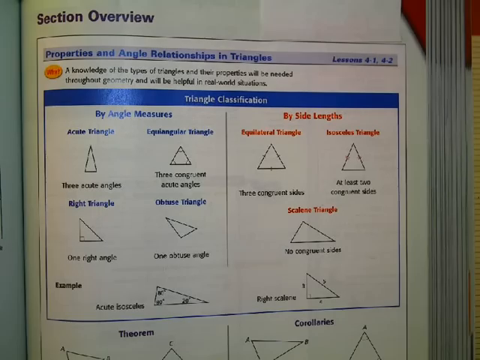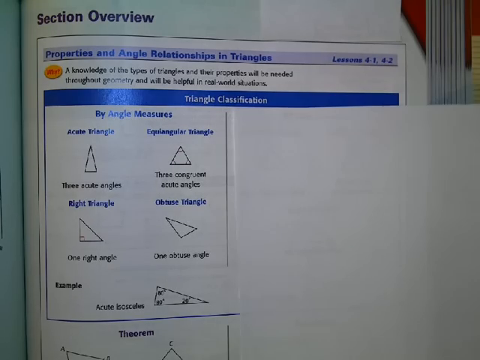Now, triangles can be acute triangles. Those would be the ones with 3 acute angles. Notice every angle is less than a corner.